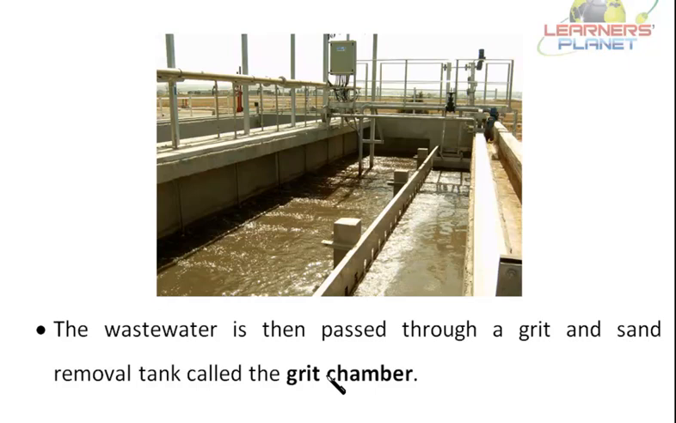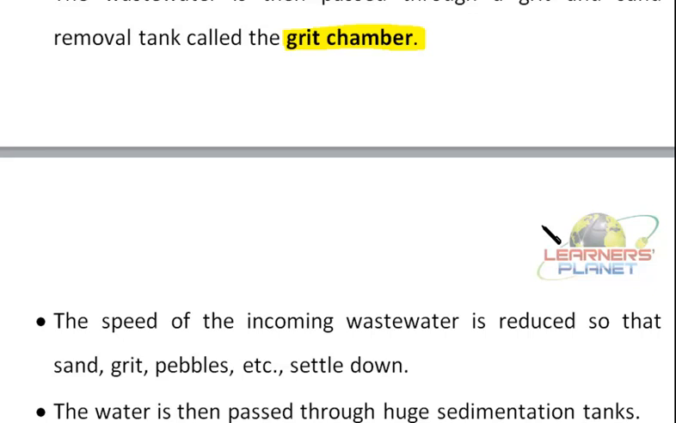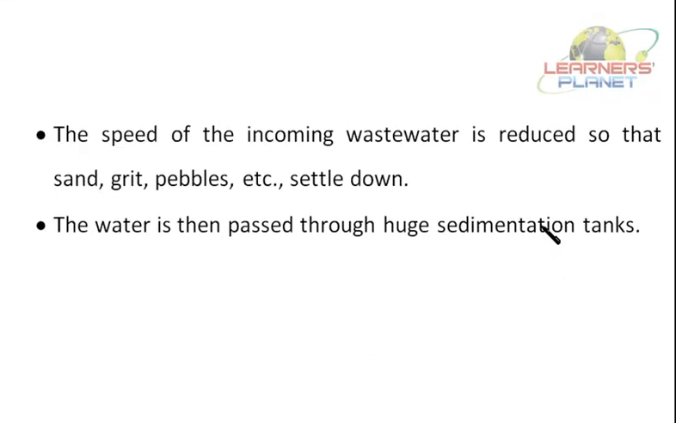And then this wastewater is passed through a grit and sand removal tank called a grit chamber. The picture which you see here is that of the grit chamber. Right? After the primary process comes the secondary process. But students, before discussing the secondary process, let us see what more is needed in the primary process. As we discussed, the wastewater is passed through a grit and sand removal tank called the grit chamber.